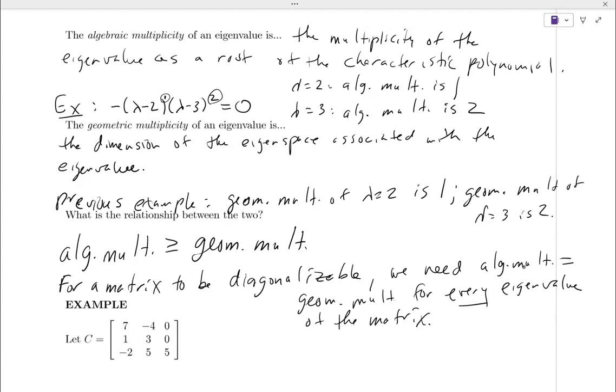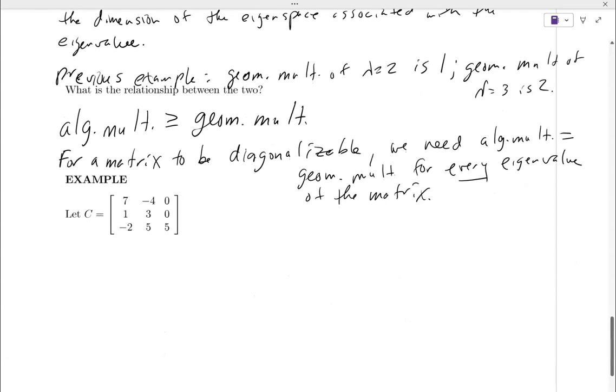So let's look at this example. I bet it's not as good. Just guessing. All right, so let's do this one. I'll call it C just because it says C in the problem. Our matrix C here is 7, -4, 0, 1, 3, 0, -2, 5, 5.